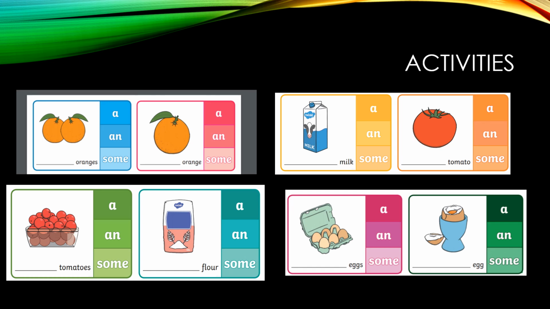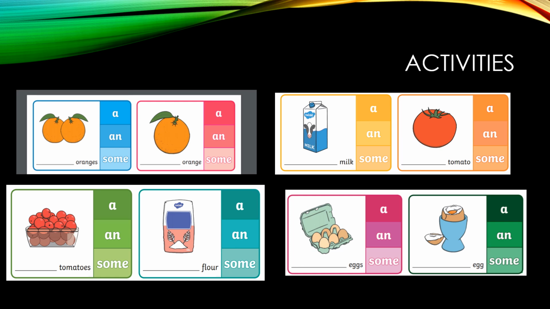Let's do some activities now, students. There are some pictures and you need to pick out the best or correct alternative that suits the picture. For example, the first picture says a orange, an orange or some orange. It would be some oranges because there are more than one.